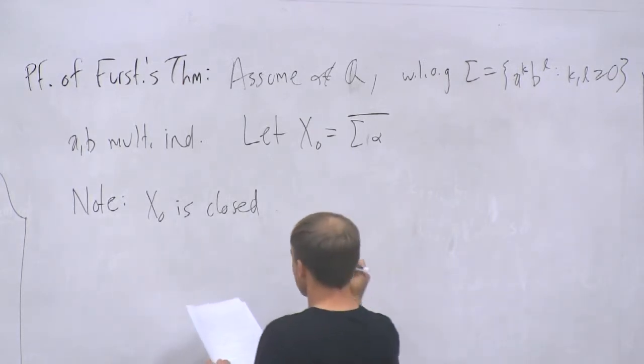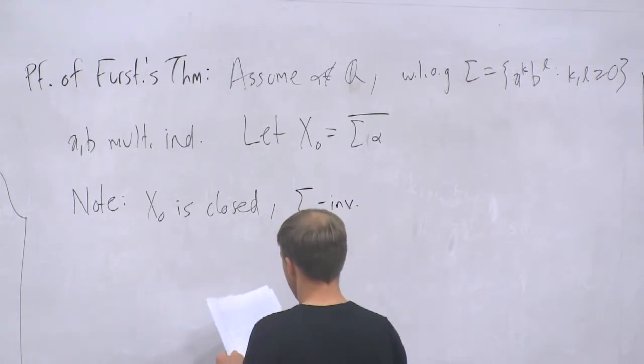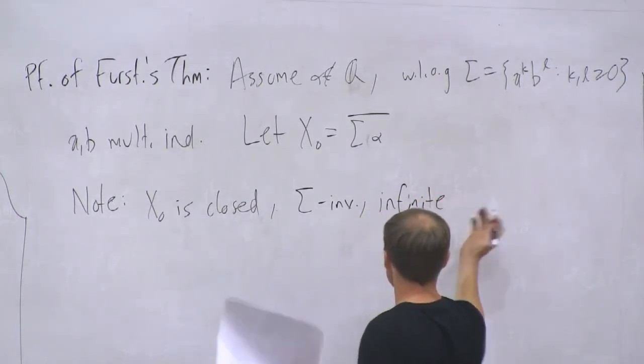So it's closed. It's sigma invariant. And it's infinite. It's infinite because alpha is irrational, and it's important that it's infinite.